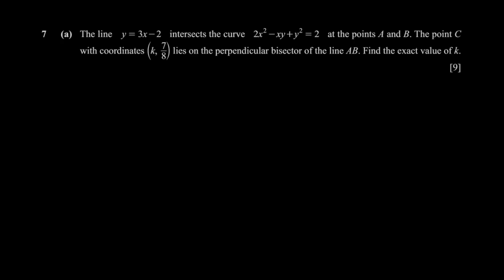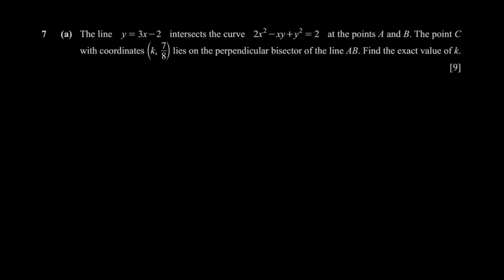All right, question 7. The line y equals 3x minus 2 intersects this curve here at the points A and B, and the point C with coordinates blah blah lies on the perpendicular bisector of the line AB. Find the exact value of k. Okay, now with all these things, it's 3 sentences long, but it's worth 9 marks. And so those 3 sentences are very dense. There's a lot of work that we need to do.